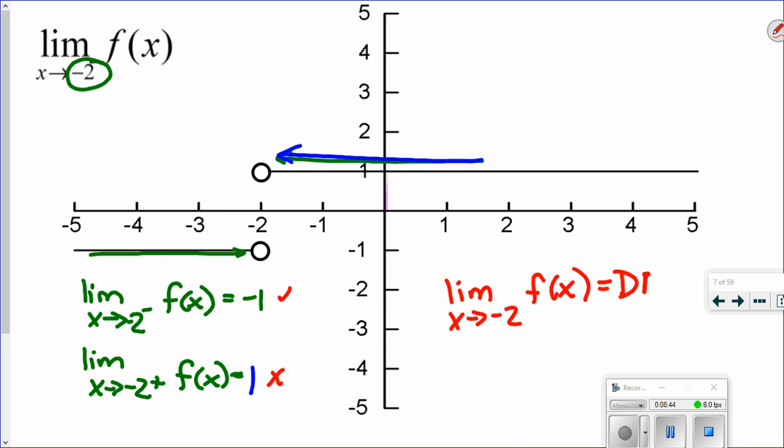Remember, the definition of a limit says that in order for it to exist, the limit on the left and the right-hand side has to be the same.